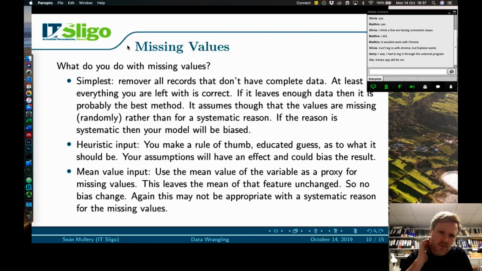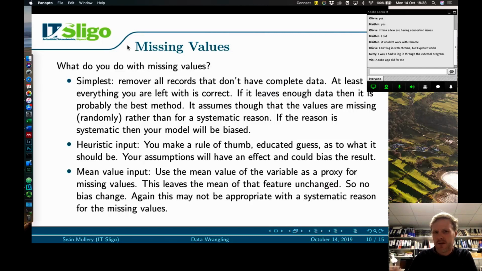The other thing you can do is take the average of that feature and put that in for the gaps. Now, the good part about this is that it doesn't bias your overall data set. Because if everything goes in as the mean value for those cases, then your overall mean is not biased in one direction or another. So this leaves the mean of that feature unchanged by putting in the average value in each case. So no bias change. Again, this may not be appropriate with a systematic reason for missing values.